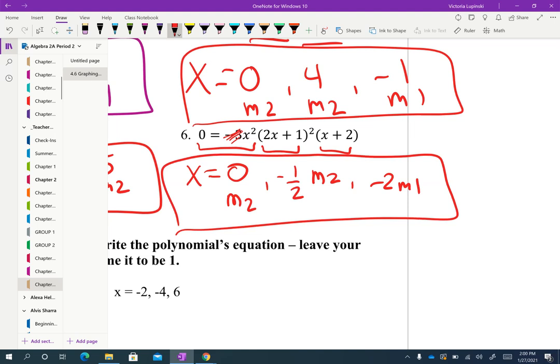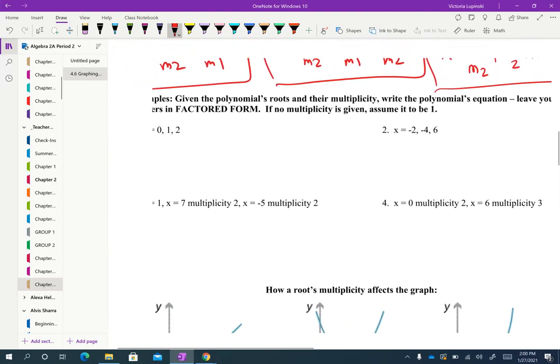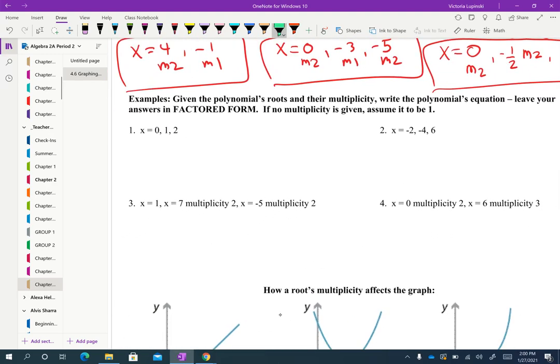So now that we understand how to look at an equation and identify the roots and their multiplicity, the next thing is going to ask you to work exactly in reverse. So if I give you the roots and their multiplicity, you're going to write me an equation. Notice that you're going to write it in factored form, which means don't multiply it out. It'll take you a really long time if you try to multiply it out, so don't do that. So here for number 1, x equals 0, 1, and 2. And again, if there's no multiplicity stated, you're going to assume that it's a 1.